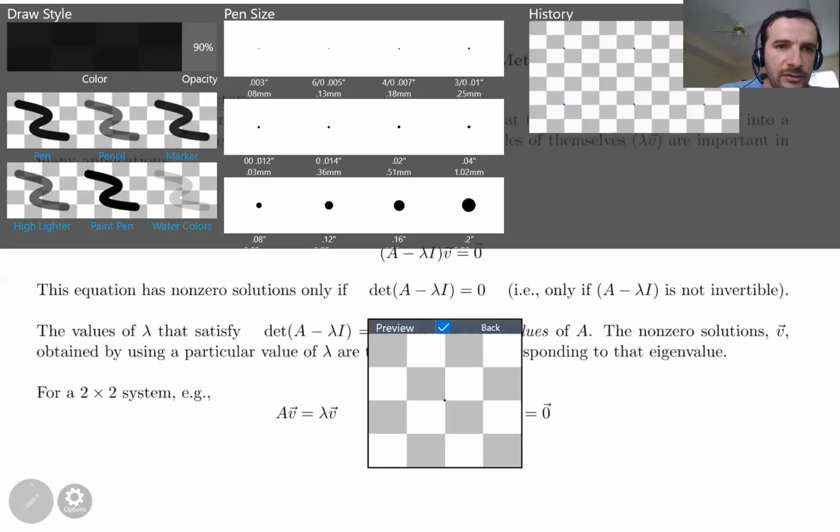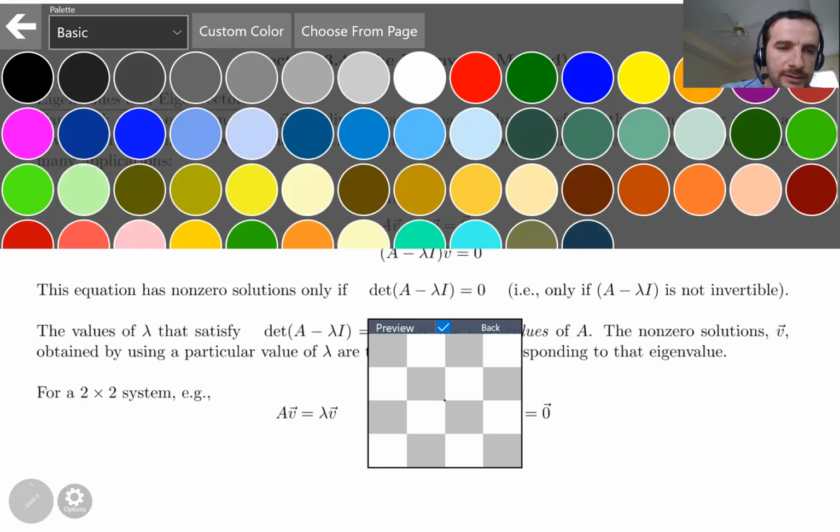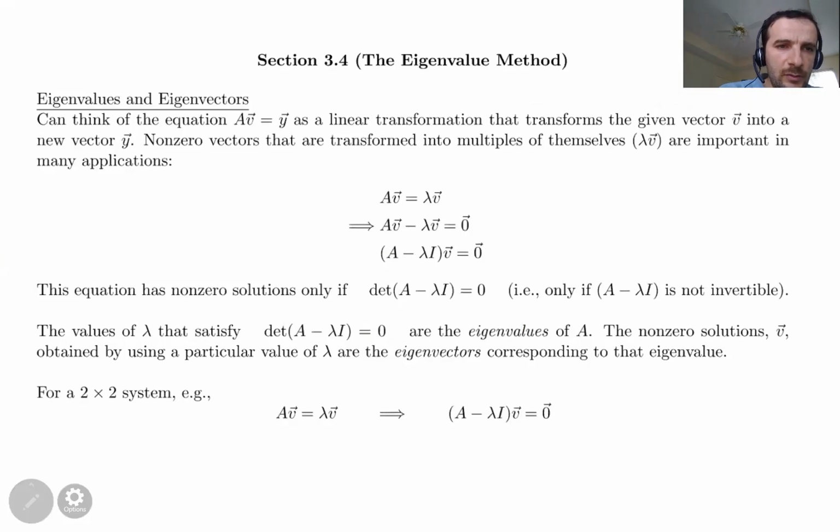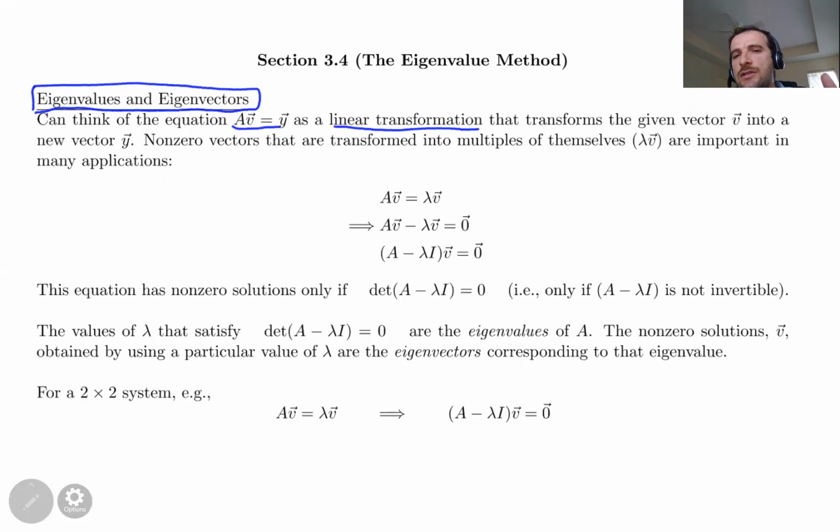These are quite important concepts from linear algebra. I'm going to review those concepts here. So first of all, let's think of that equation. We have a vector v, and we multiply that vector with a matrix and obtain another vector. This is called a linear transformation. A linear transformation transforms the given vector v into another new vector y.